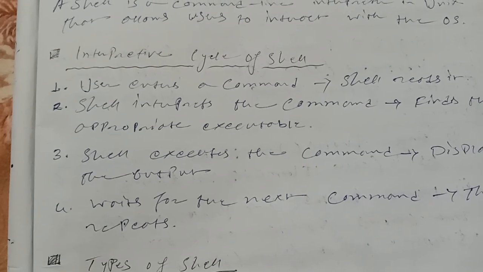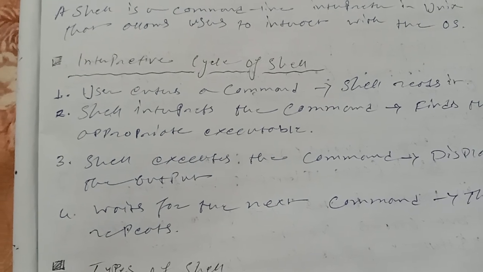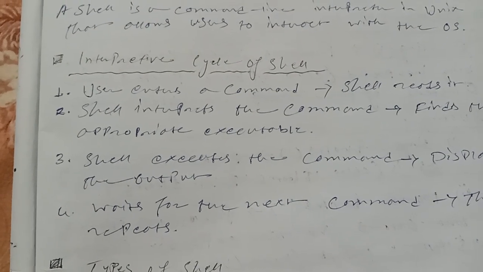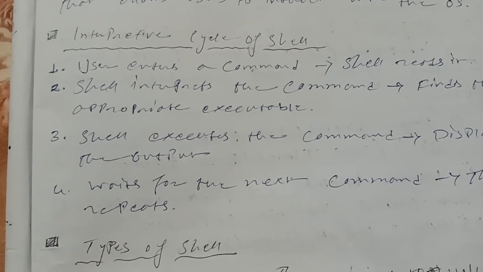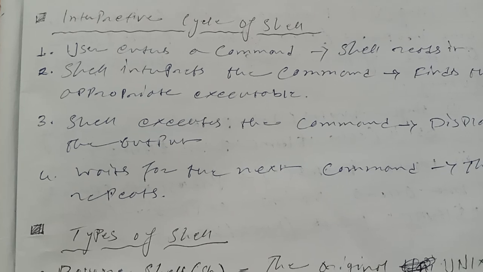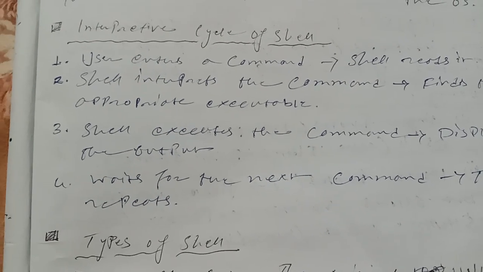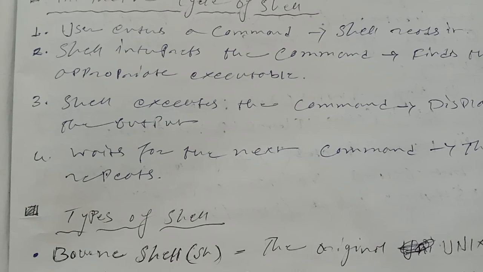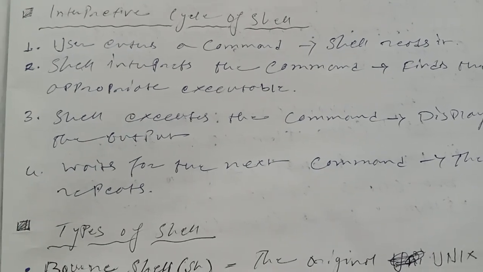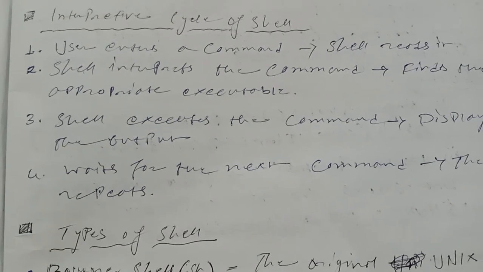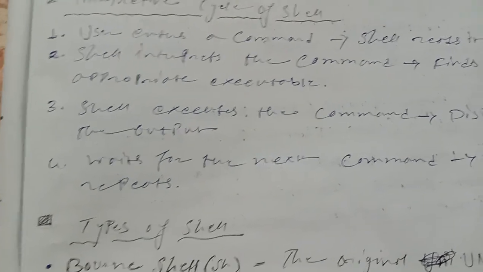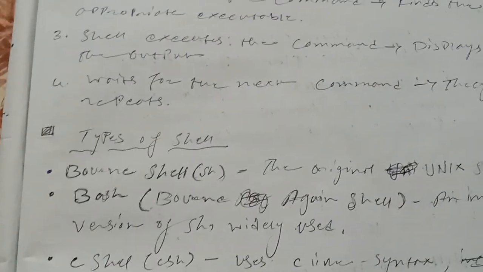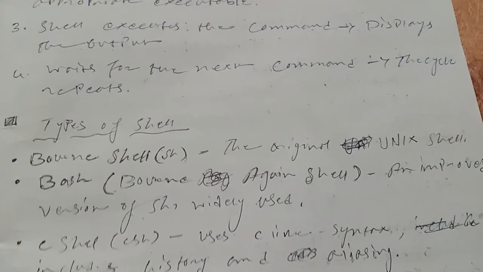In the second step, the shell interprets the command and finds the appropriate executable. The third step is the shell executes the command and displays the output. The shell is executing the command given by the user and displays the output as well. And the last step, wait for the next command. The cycle repeats. After displaying the output of the previous command, the shell will be waiting for the user to write the next command, and the cycle will repeat again.